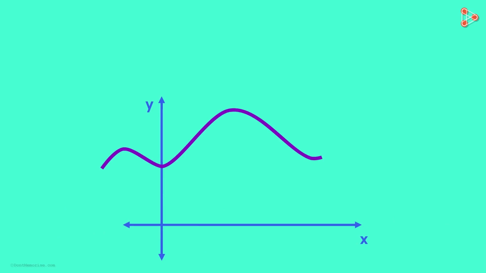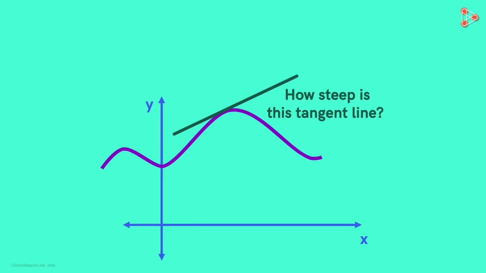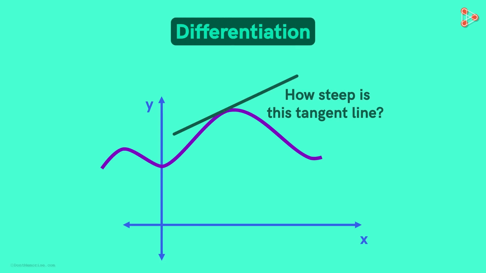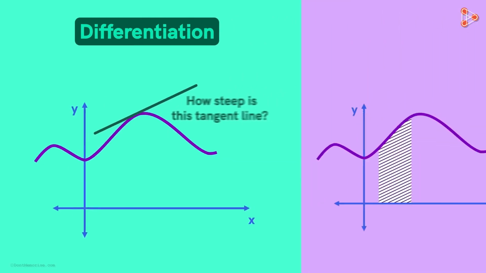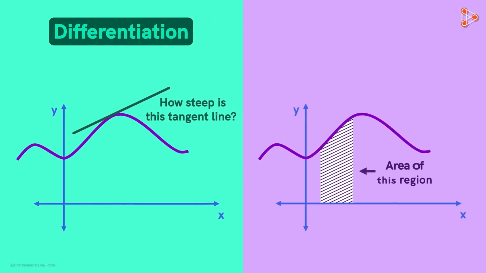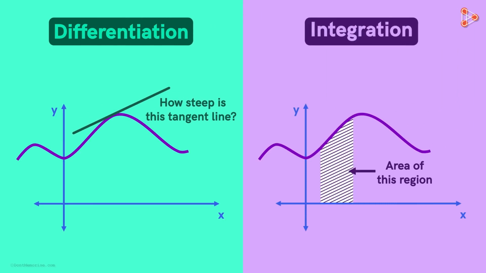First, to find out the steepness of a tangent line at a point on the curve. Differentiation is the process that's used here. Now the second thing is to find the area of the particular region like this under the curve. Integration is the process used here. In the upcoming lessons, we will see how exactly this is done.